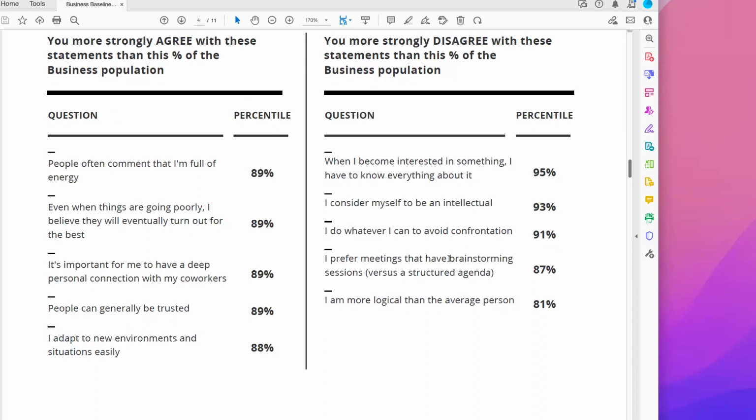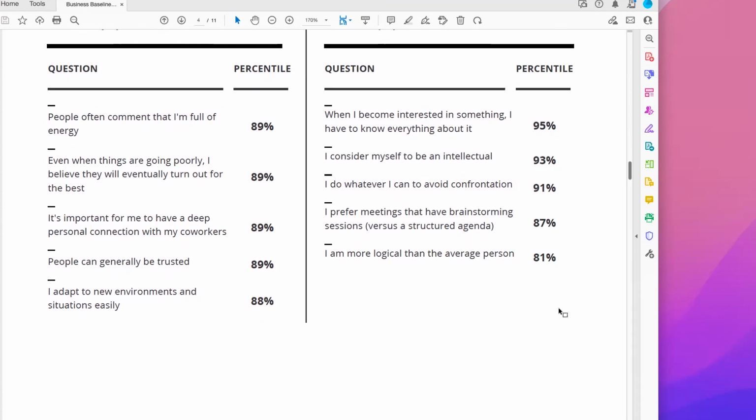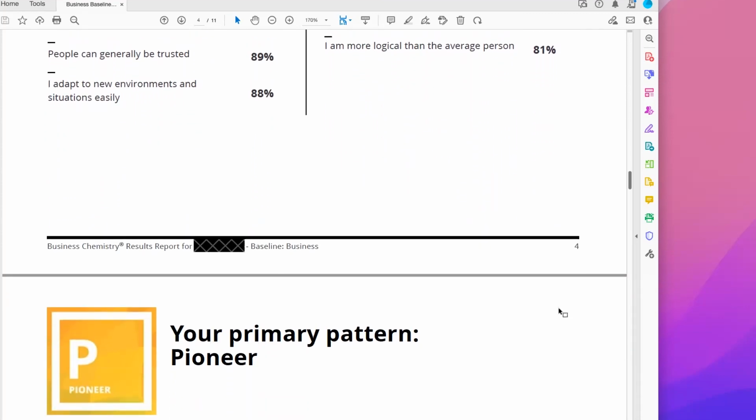I prefer meetings that have brainstorming sessions. They're saying I do not prefer that. I more strongly disagree with that than 87% of the population. That's what it's saying. I'm more logical. I disagree with that. Interesting. I disagree with that more than 81% of the population. I would have to really sit down and let my head process all that.